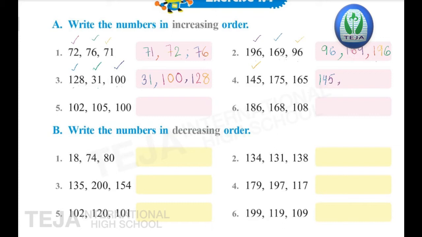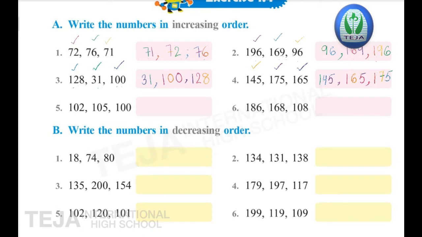Now next two numbers in the question are 175, 165. So out of these two, which is smaller number, children? What is the smallest number here? It's 165. So write 165 in the box. Next, the last number of this question is 175. So write 175 in the box.